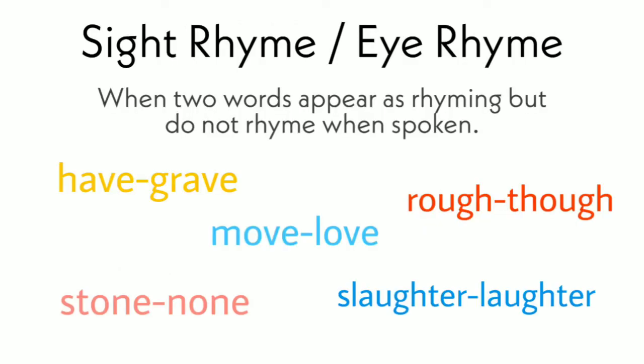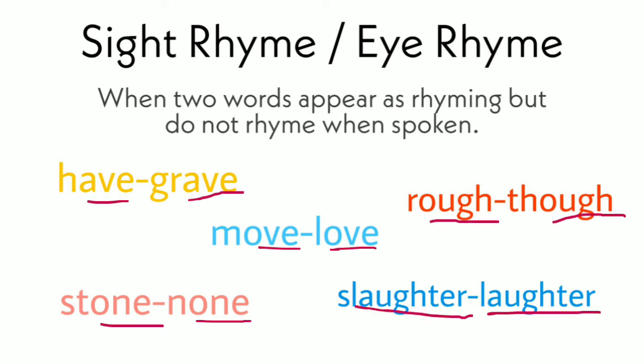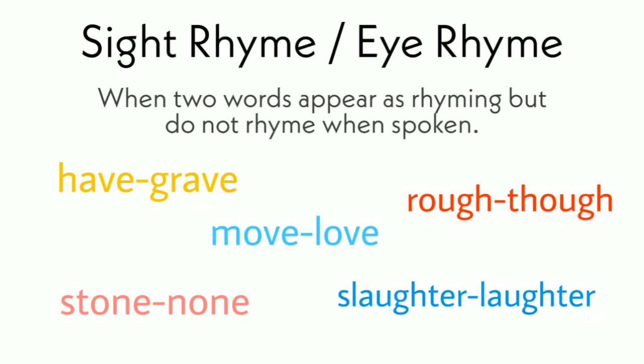Now, there are also some situations where we have words that appear like rhyming words, but they are not. Such words are called eye rhyme or sight rhyme. See, their spellings are almost the same, but the pronunciations are different. In the first example, you can see A-V-E, A-V-E, but it sounds different. Have, grave, rough, though, move, love, stone, none, slaughter, laughter.